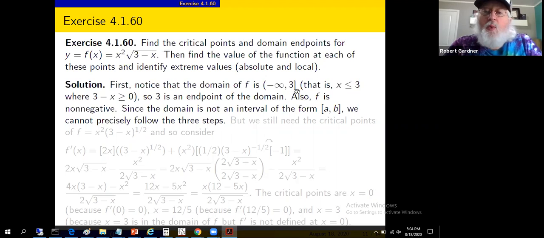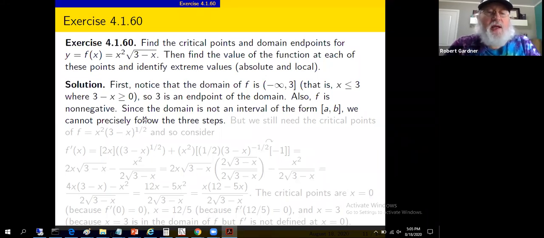All right, so why is this the domain? To avoid square roots of negatives. We need 3 minus x to be greater than or equal to 0 because we're taking a square root of it. Rearrange that, and that gives you x is less than or equal to 3. It gives you this in interval notation. Oh, so 3 is an endpoint of the domain. So we'll have to evaluate the function at 3.